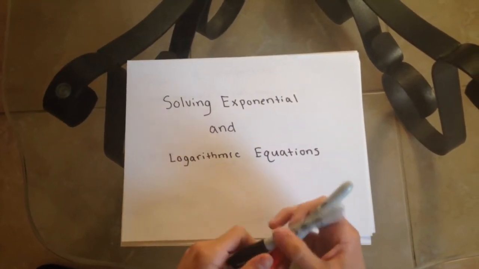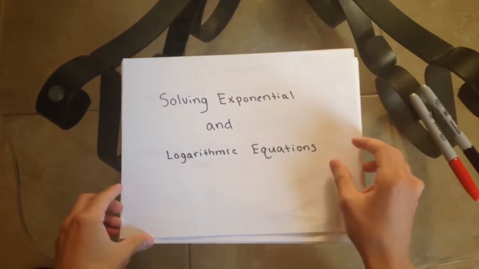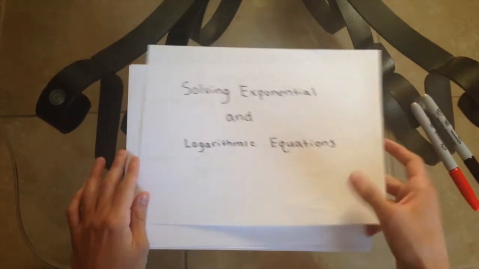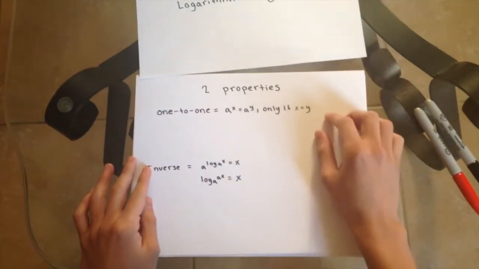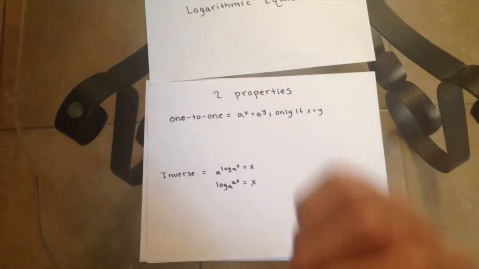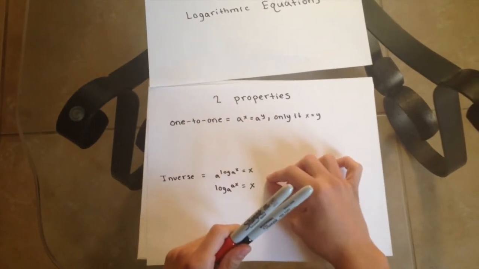Okay, so today we're going to be solving exponential and logarithmic equations. This is going to be part one where we cover solving exponentials. Okay, so there's two basic properties for solving this. The first one is the one-to-one property and the inverse property.